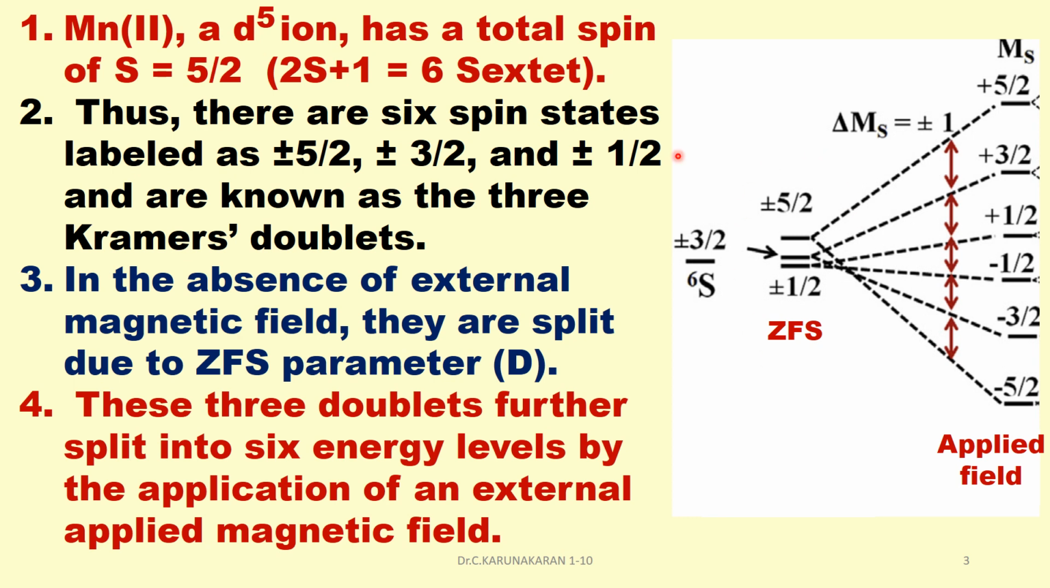We have already studied that for odd number of unpaired electron species, the ground state is a doublet called Kramers doublets. Further, in the presence of Zeeman splitting, or in the presence of magnetic field, these 3 doublets are further split into 6 energy levels by the application of magnetic field.